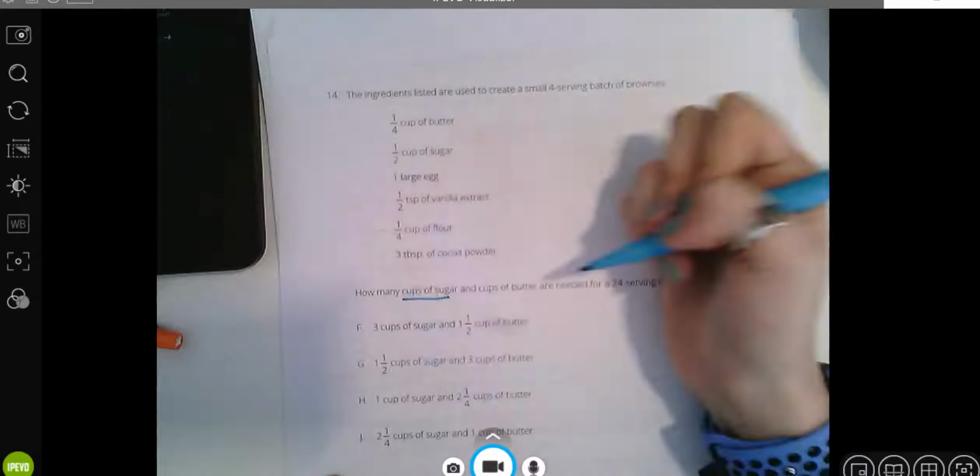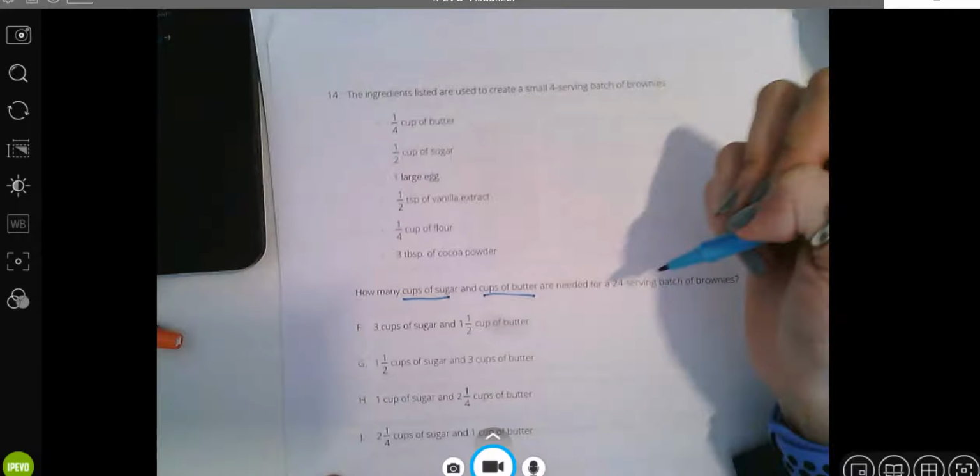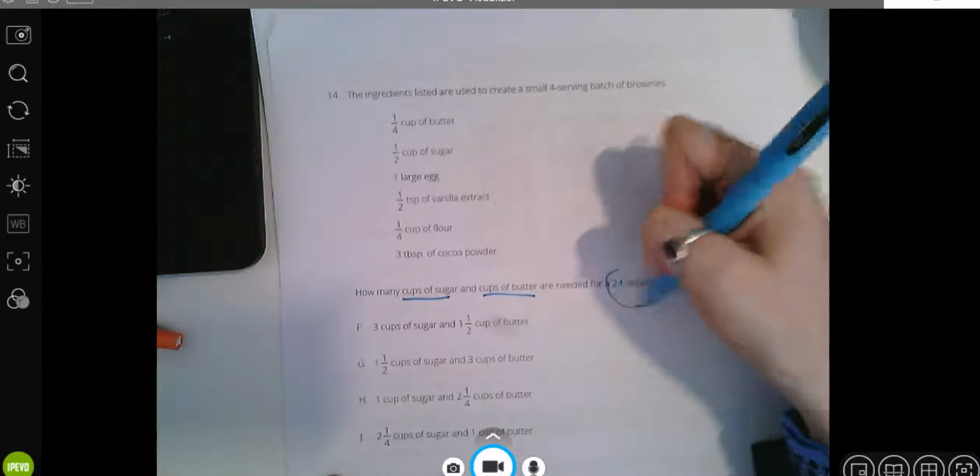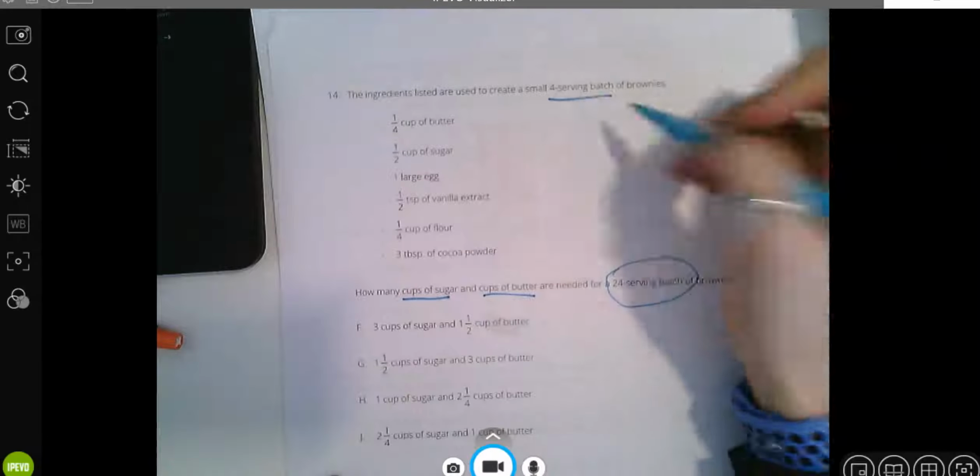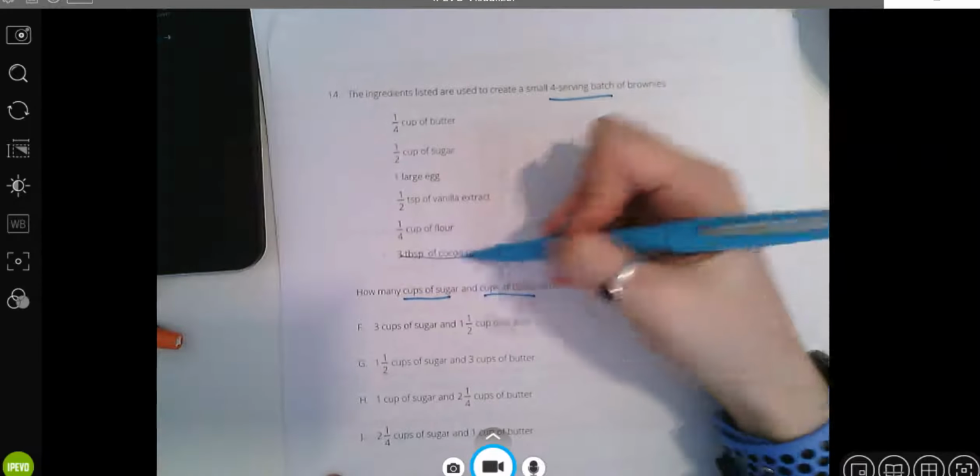Okay, next one. Number 14. The ingredients listed are used to create a small 4-serving batch of brownies. All this stuff, okay. I'm not really going to read it until I know what I'm looking for. How many cups of sugar and cups of butter are needed for a 24-serving batch? Not what I have here. Okay, so I don't care about cocoa powder. I don't care about flour. I don't care about vanilla or eggs. I'm just looking at these 2.